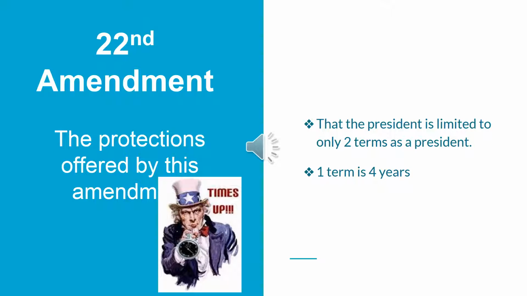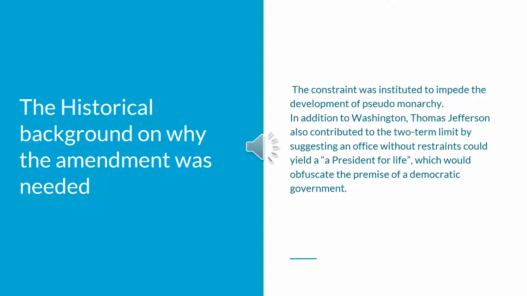The protection offered by Amendment 22 is that the president is limited to only 2 terms, and 1 term is considered 4 years. The historical background about Amendment 22 is that the constraint was instituted to impede the development of a pseudo monarchy. In addition to Washington, Thomas Jefferson also contributed to the 2-term limit by warning against an office without restraints, a president for life, which would obfuscate the premise of a democratic government.